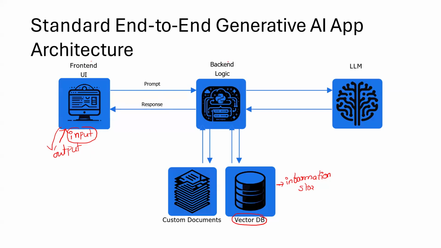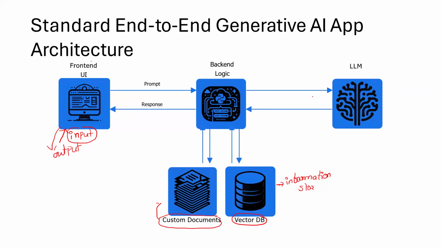Very good. So in this case, we also have custom documents. Sometimes you only want to look into specific documents instead of the entire vector database. Those specific documents are called custom documents. The backend computation logic will search for the required information in the vector database as well as the custom documents. From there, it extracts the data and processes it.